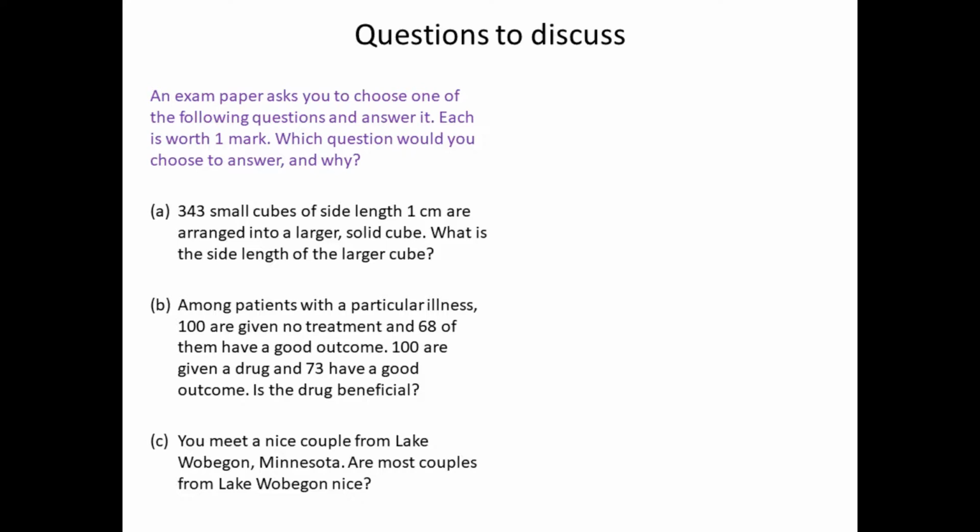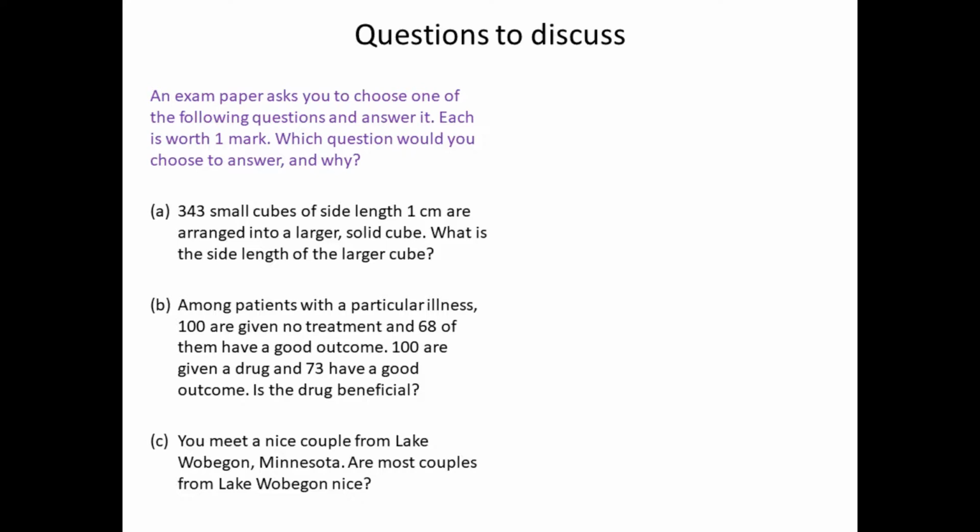Okay. So these example questions may help to explain why we need statistics as a field of study. These questions come with a story. Imagine you are looking at an exam paper, and the exam paper asks you to choose one of the following questions and answer it. You only have to choose one. Each of these questions is just worth 1 mark. Your choice of questions is this. A. You have 343 small cubes, each with side length 1 centimetre, and you arrange these into a single large solid cube. What is the side length of the larger cube?